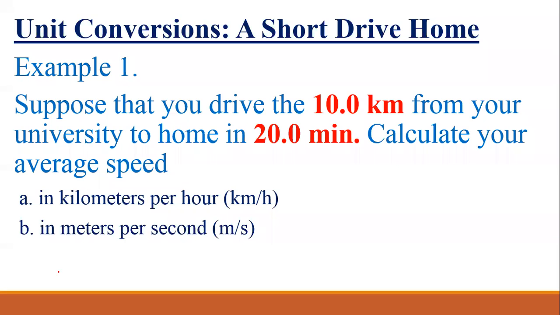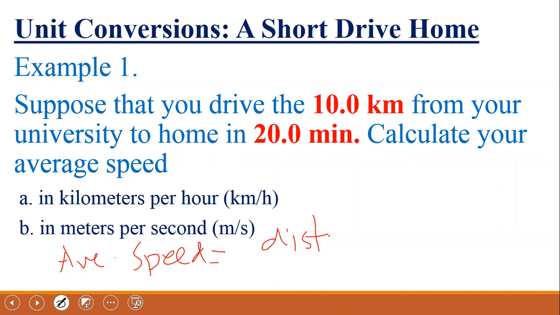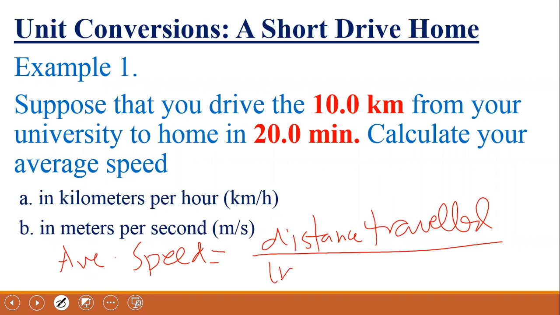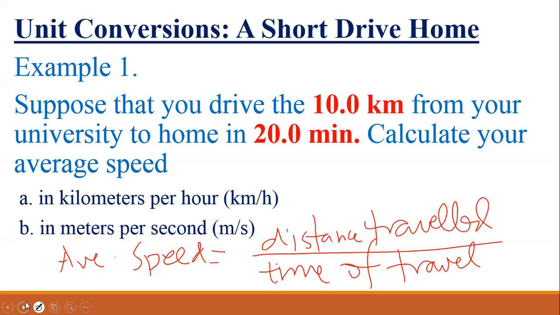Okay, so note in here that average speed is equal to the distance traveled divided by time of travel. So in our example here, we are going to calculate your average speed in kilometers per hour for letter A, and for letter B in meters per second.